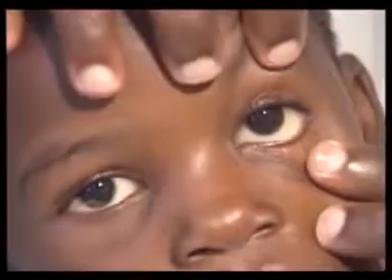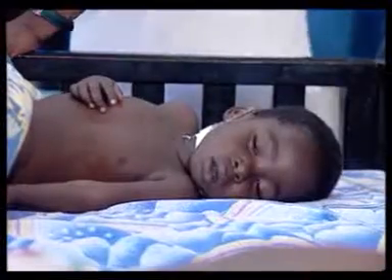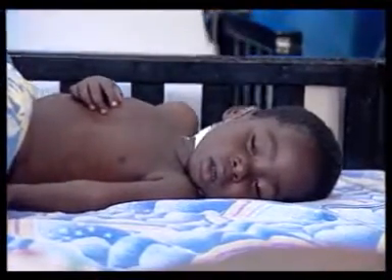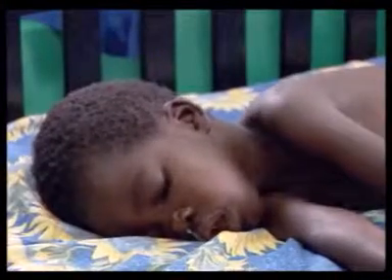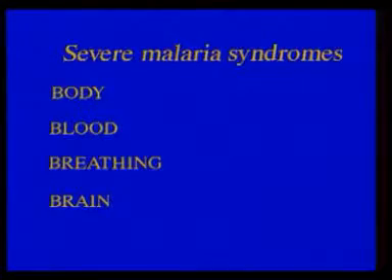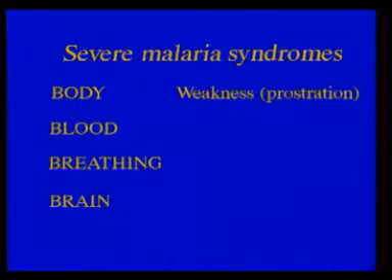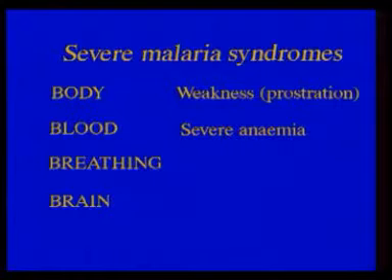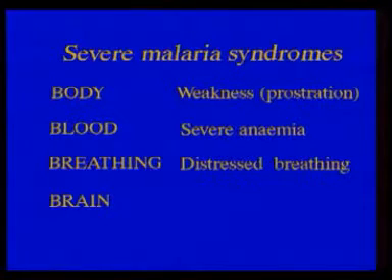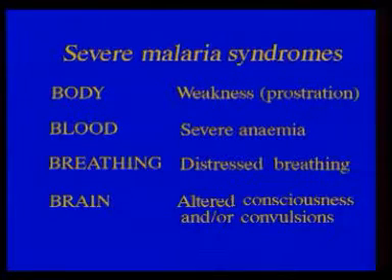In African children, 4 important patterns of illness or clinical syndromes may occur in severe malaria. The 4 syndromes are general body weakness or prostration, severe anemia, distressed breathing, and altered consciousness and/or convulsions. A child may develop just one syndrome or several at the same time. Any one of these syndromes indicates a need for urgent treatment.